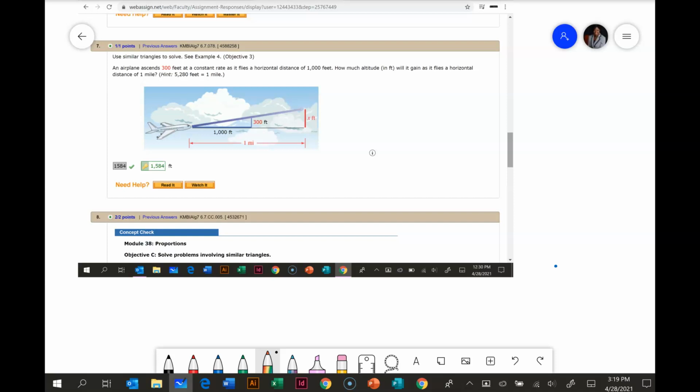All right, so an airplane ascends 300 feet. Here we go. This is the 300. At a constant rate as it flies a horizontal distance of 1,000 feet. So I already know we have 300 feet over 1,000 feet. That's the smaller triangle. And now what they want to know is how much altitude. That's the height again. So that would be here.